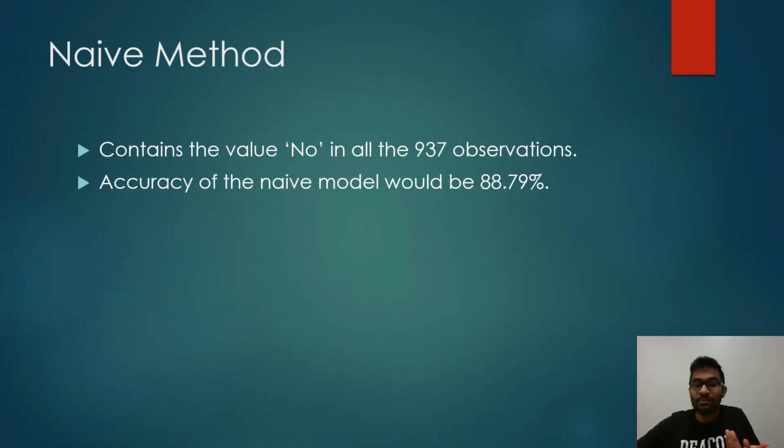Let's go through the naive method. In the test dataset, there are 937 observations. Let's just say that our result contains the value no in all the 937 observations. If we compare that set with our test dataset, then the accuracy of this model would be 88.79%. So we need to build a model that can generate a higher accuracy than this one.